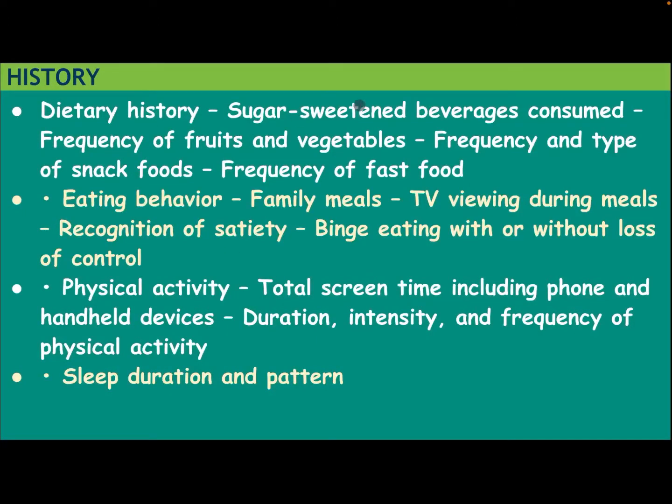Dietary history: sugar-sweetened beverages consumed, frequency of fruit and vegetables, frequency and type of snack food, frequency of fast food. Eating behavior: family meals, TV viewing during meals, recognition of satiety, binge eating with or without loss of control. Physical activity: total screen time including phone and handheld device, duration, intensity and frequency of physical activity, sleep duration and pattern.